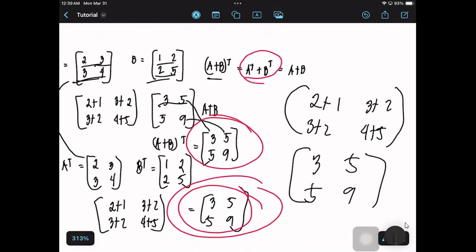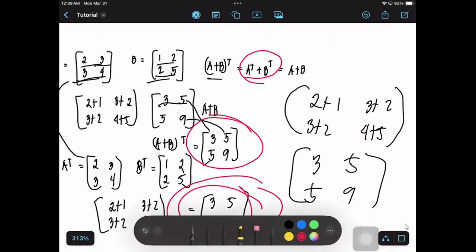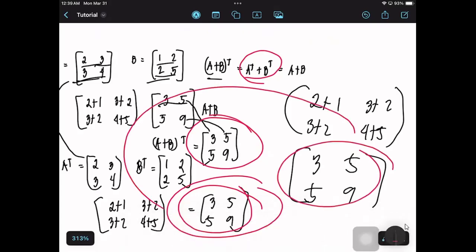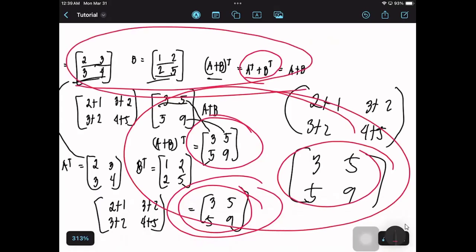Considering the three results that you have, they are equal, and that proves that the formula holds and your matrix is definitely symmetric. I'll illustrate a different example in the next video.